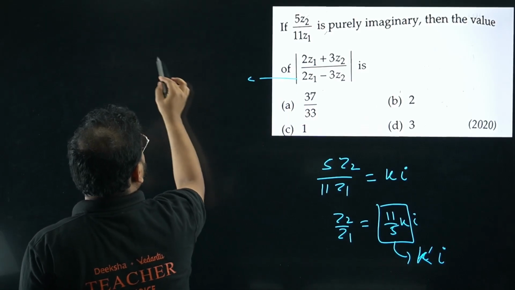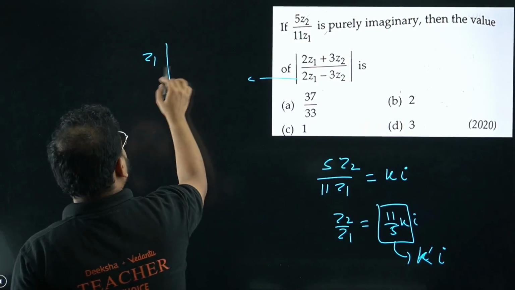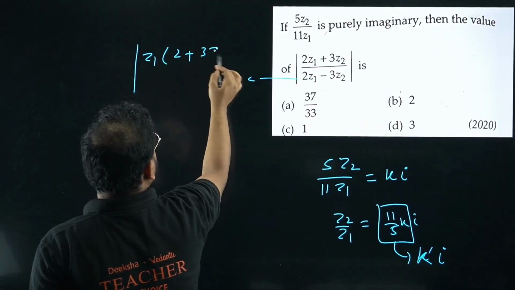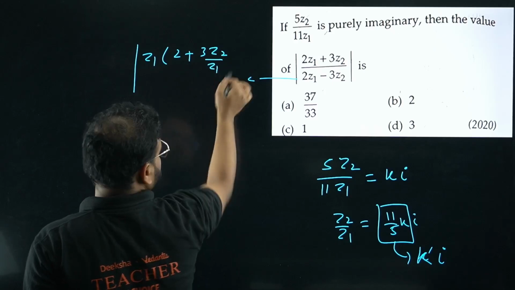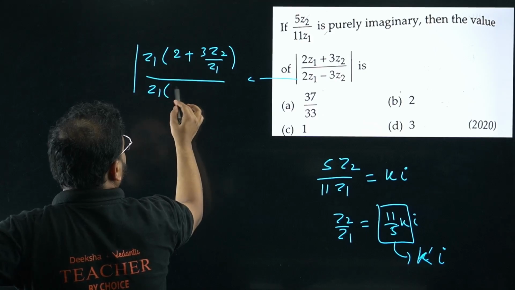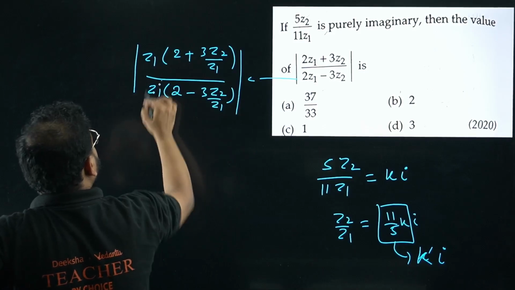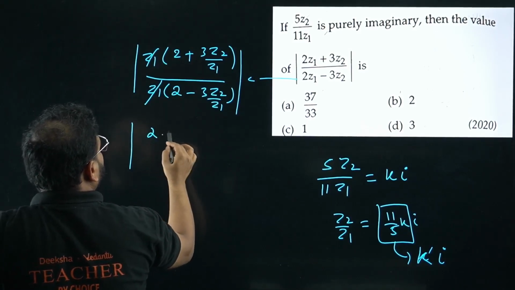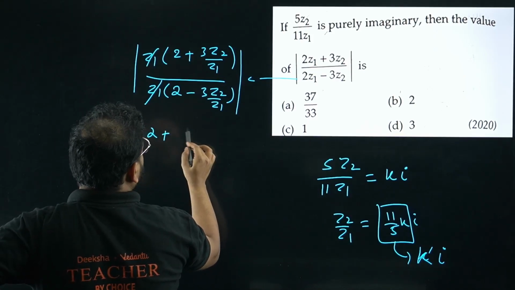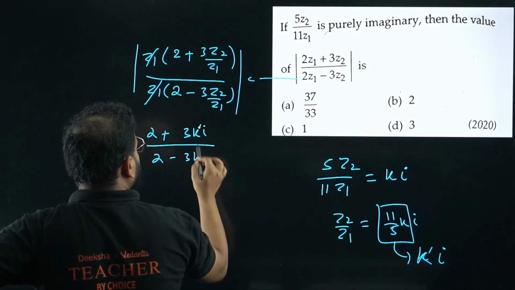I can take z1 common, sir. So I'll have over here 1 second, mod will be outside now. I will have 2 plus 3z2 upon z1, right, and divided by, I can take z1 one more time common over here. I'll have 2 minus 3z2 upon z1. z1 is cancelled. What I get over here, 2 plus z2 by z1 is what, sir? k dash. Please check. So I'll have basically 3 k dash i upon 2 minus 3 k dash i.